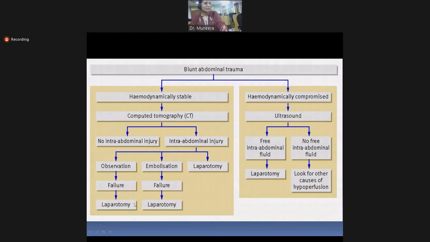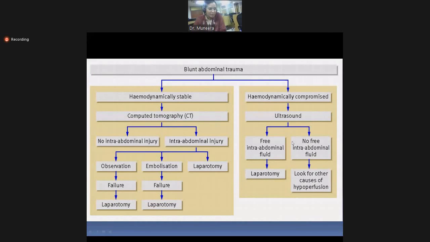In cases of embolization, you might have a failed attempt, then you can go for the second step, which is laparotomy. In observation, if you find the patient is not getting better hemodynamically, then you will go for laparotomy again, right? Still you haven't found anything on a CT scan, no problem. If the patient is not getting better, go for laparotomy.